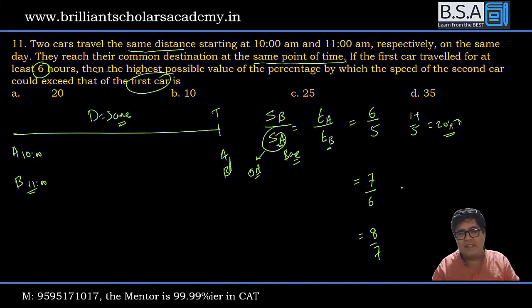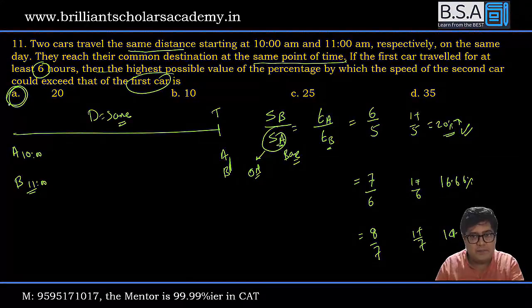Here, what is the percentage increase? 1 on 6. What is 1 on 6 extra? 16.66%. What is 1 on 7 extra? 14.28%. Which is the highest percentage that you see? The highest percentage I see is this one.